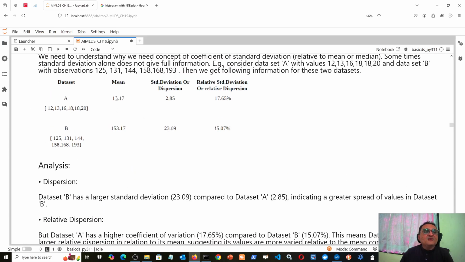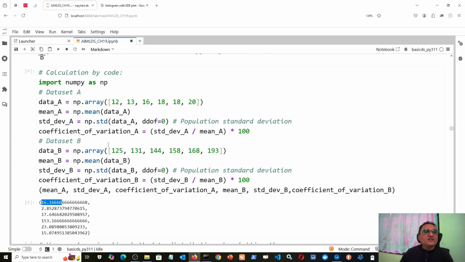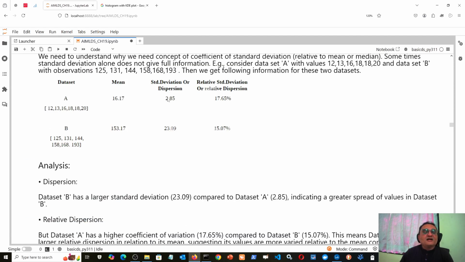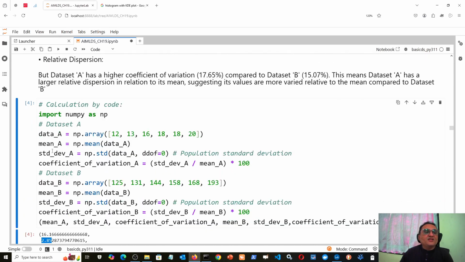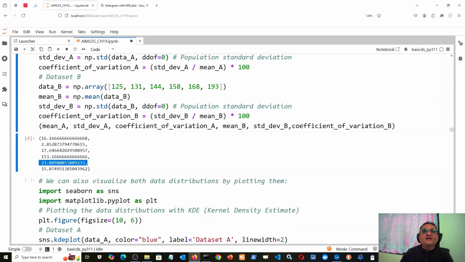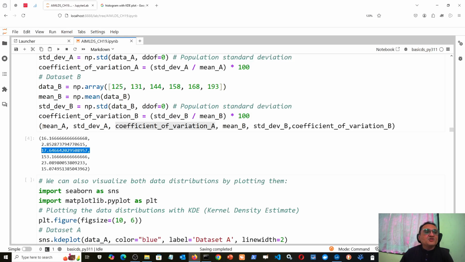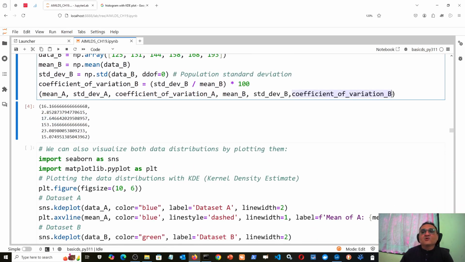The previous one had a mean of 16.17, and here you can see its mean is 16.1666. This had a mean of 153.17, and this has a mean of 153.1617. The upper one had standard deviation 2.85, and here it has standard deviation 2.85. The lower one had standard deviation 23, and here also 23. The ratio of standard deviation to mean for the first data set is printed as the third value here, and that ratio is 17%. And for the second data set, that ratio is 15%. That is the coefficient of variation.